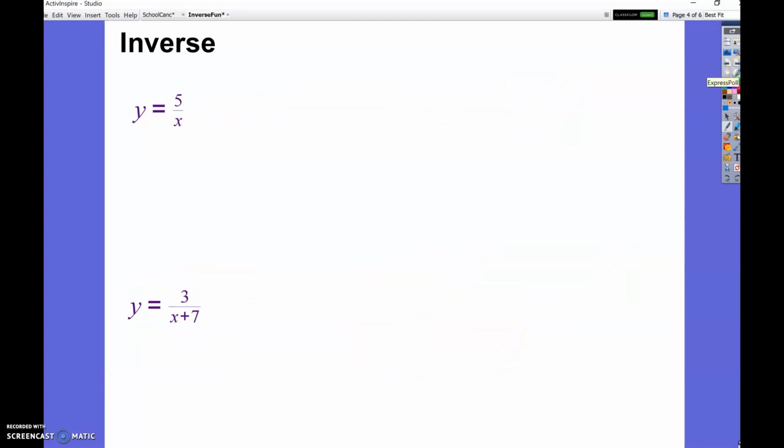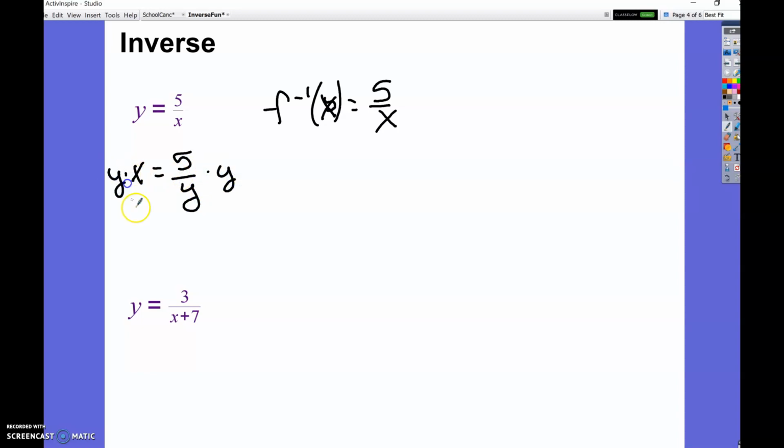Here's an inverse function. These are our favorite. Remember, I honestly think the best way to do this would be just to remember the inverse of 5 over x is 5 over x. You can just use that. But I will show you that if you switch the x's and the y's, this one's kind of tedious. You'd multiply by y first, and then you'd have yx equals 5. To get y alone, you'd divide by x. And looky there, it matches.